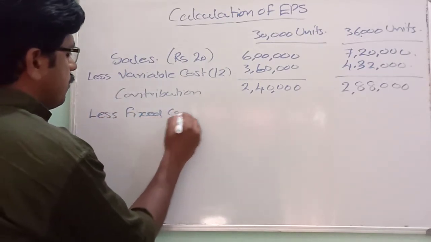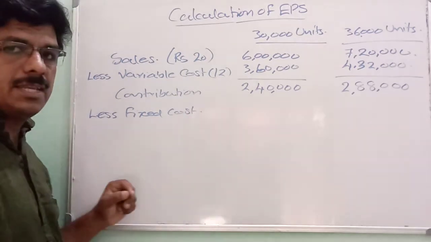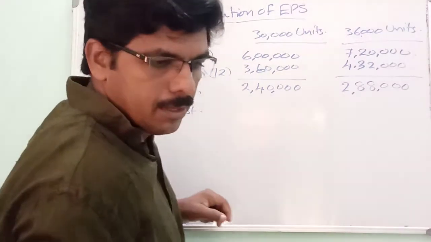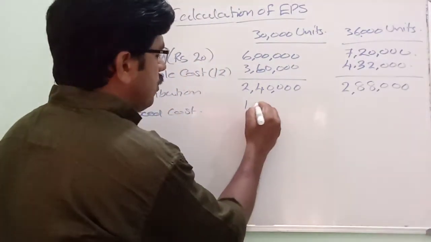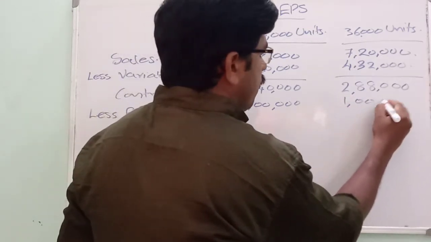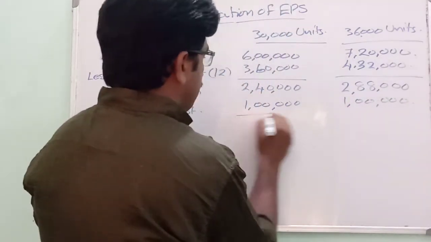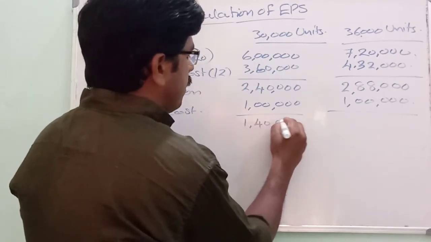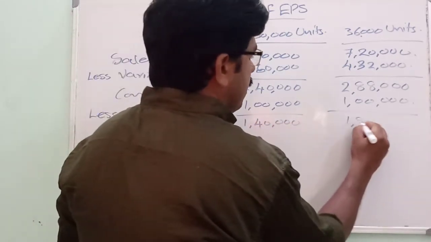Fixed cost. It is given in your question as 1 lakh rupees. Okay, 1 lakh. It remains constant as it is fixed cost. Here it is 1,40,000 and 1,88,000.